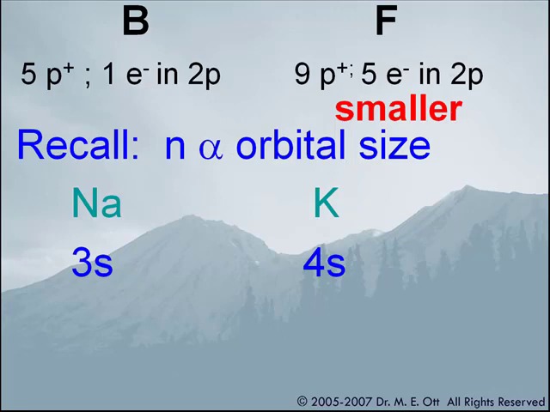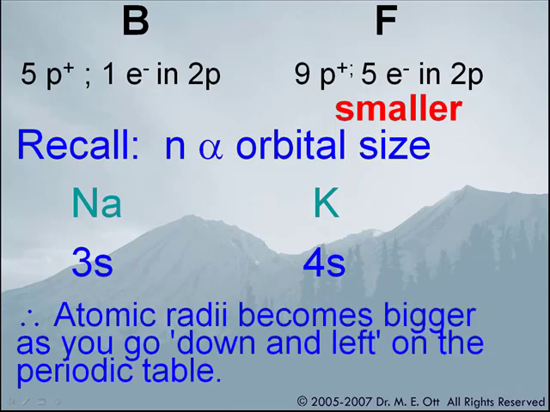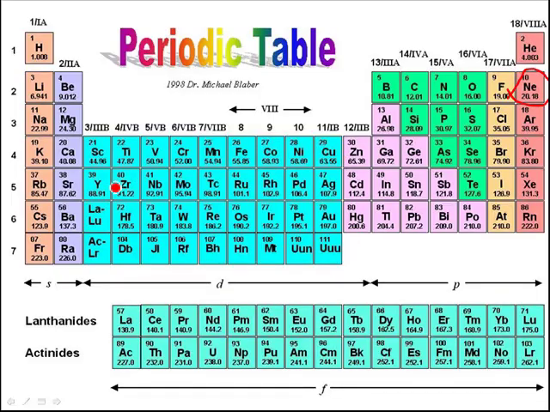So we now have sort of our total periodic trend that the atomic radius becomes bigger as you go down and left on the periodic table. Down and left on the periodic table gets bigger, or you could alternately say it gets smaller as you go up and to the right. So the smallest element on the periodic table is actually helium, and the largest element on the periodic table is francium. So as I go from left to right, it gets smaller. As I go from top to bottom, it gets bigger.